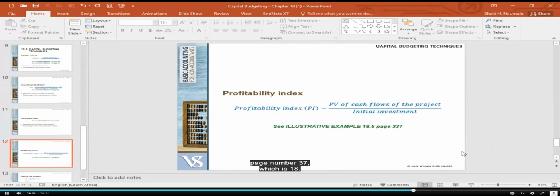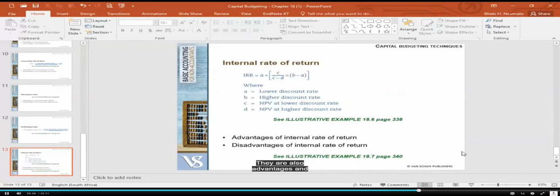Then the next one, the last method that we look at, is the internal rate of return. There are also advantages and disadvantages of using this method. It requires that the actual rate of return of the project be calculated. It is the discount rate at which the net present value of the project will be zero. That is, it is the rate at which the project breaks even.